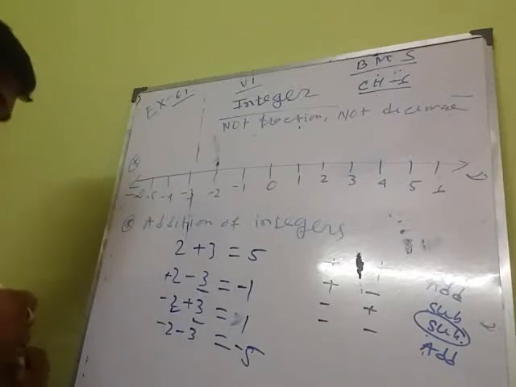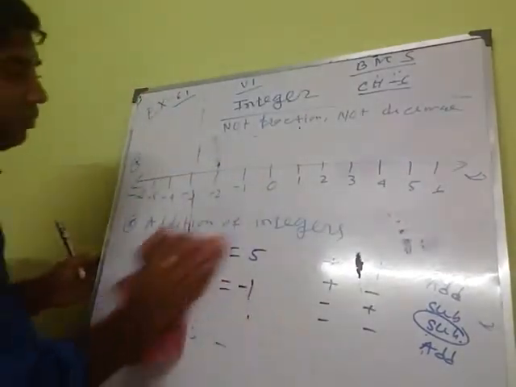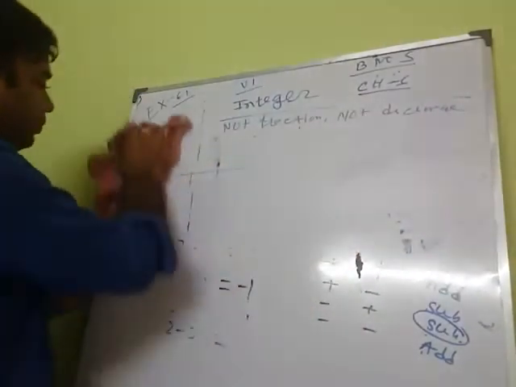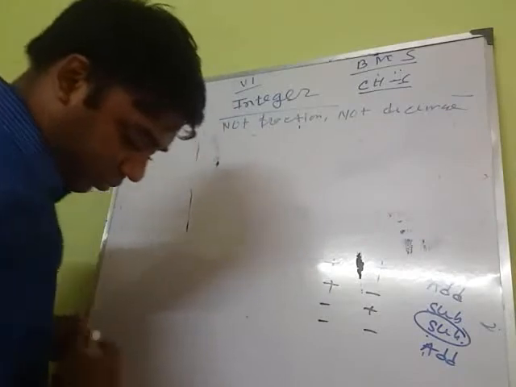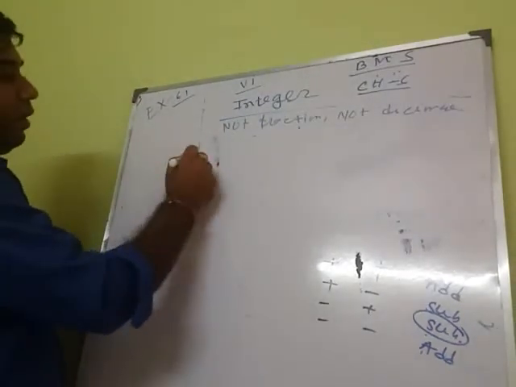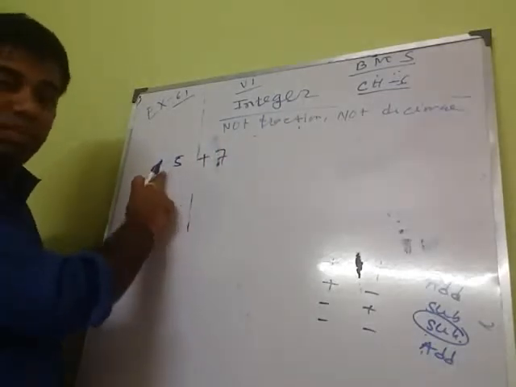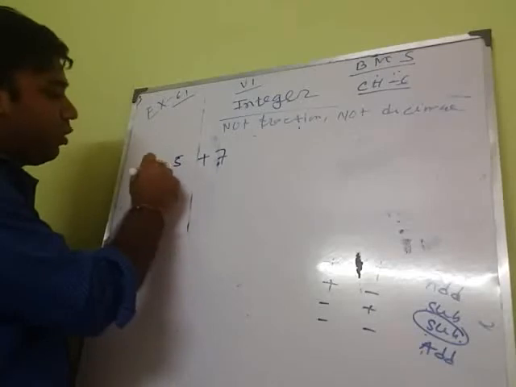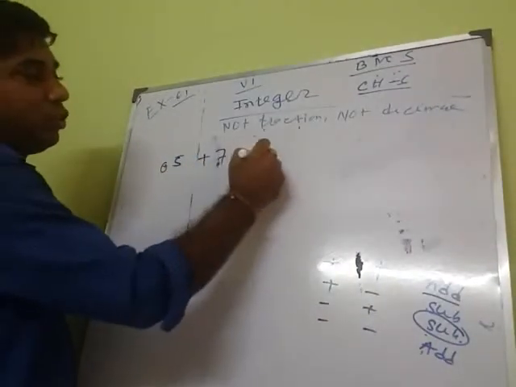Taking another example, 5 plus 7. The sign of 5 is plus and 7 is also plus. Both are plus, which means add. So 5 plus 7 is 12.